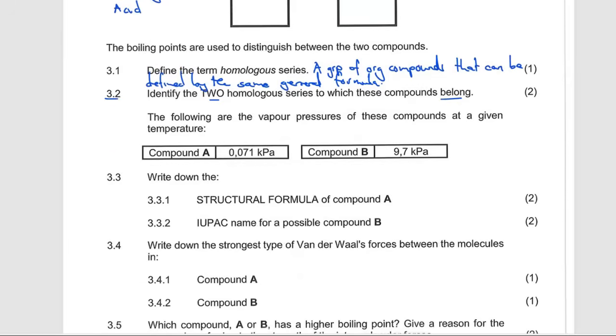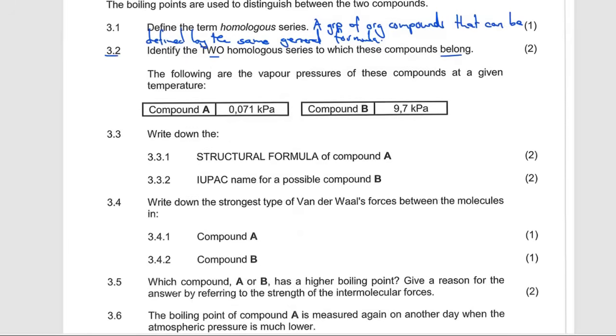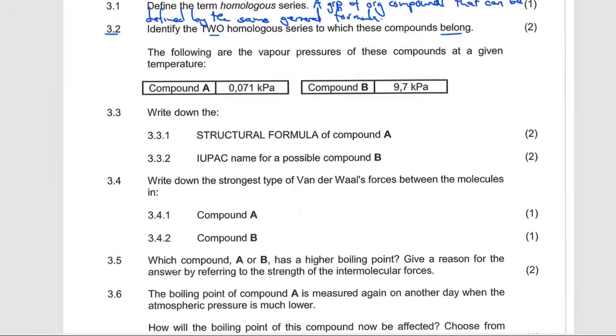Then after that it says the vapor pressures of these compounds are given at a given temperature, right? So we're given the vapor pressures of this, right? Then compound A there has got a pressure of 0.071 kilopascals. Then compound B there has got this one, right, which is 9.7 kilopascals, right?